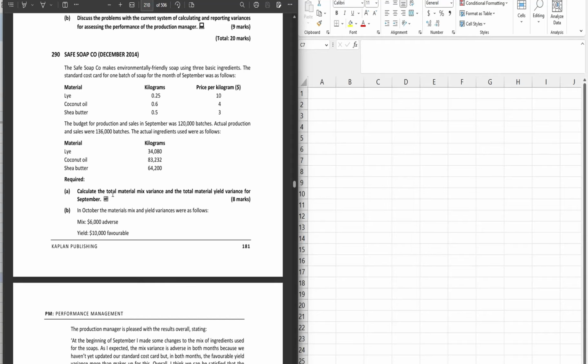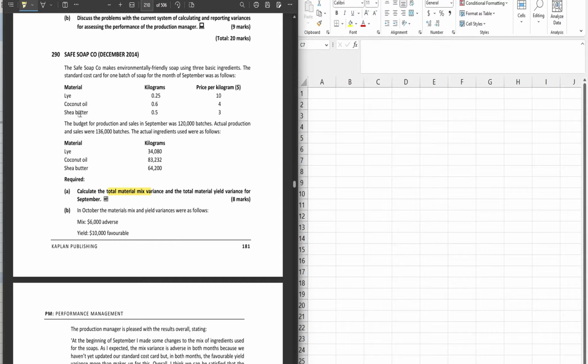Like in this question they're asking us to calculate the material mix variance total. Why total? Because if you look at the question initially, there are three kinds of material used in the manufacturing of the soap. We don't need to calculate the mix variance for each of the materials. The examiner has not asked for each material, but asks us to calculate in total.